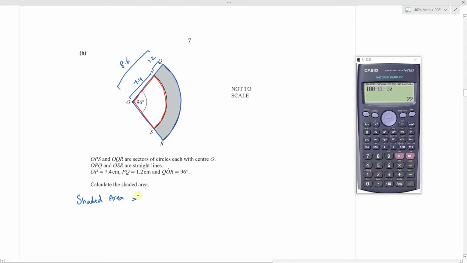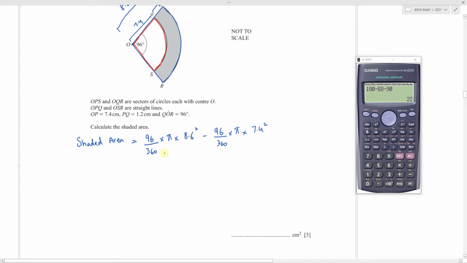The area of the large sector will be angle, which is 96 over 360, multiplied by pi r squared. The radius of this large sector is 8.6, so 8.6 squared, minus the area of this small sector, which is 96 degrees again, divided by 360, multiplied by pi r squared. Now the radius is this length OP, which is 7.4. So I can take 96 over 360 pi as common between the two. I'm left with 8.6 squared minus 7.4 squared.